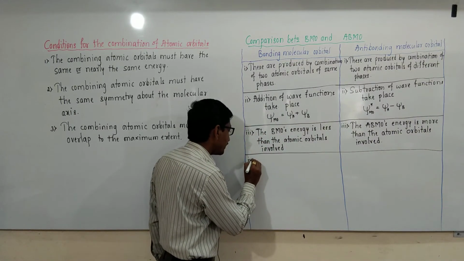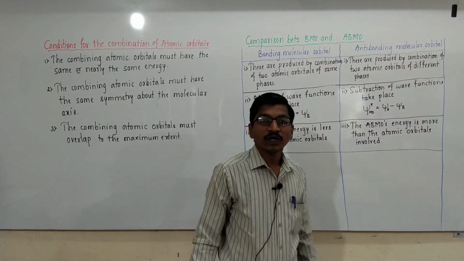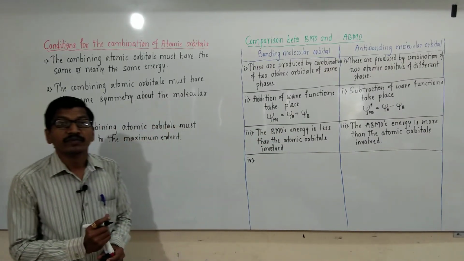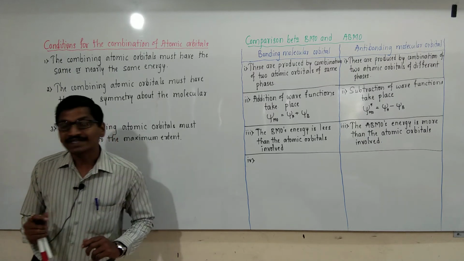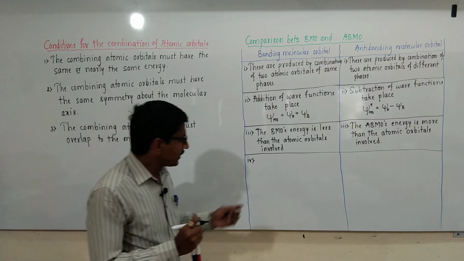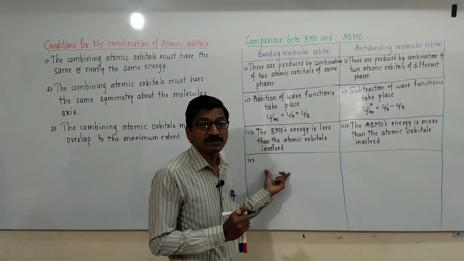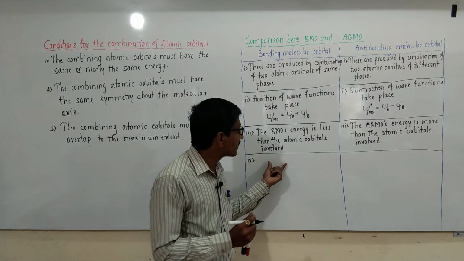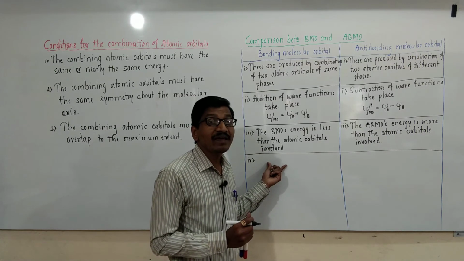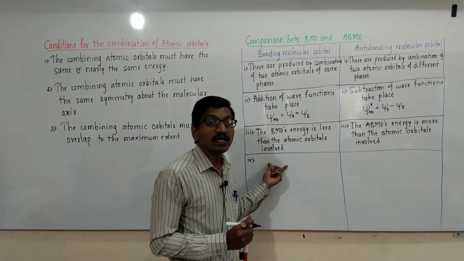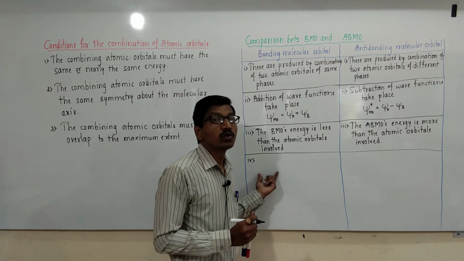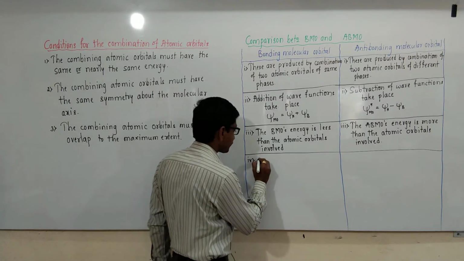Then fourth point is, in the bonding molecular orbital, energy is less than the atomic orbital and the electron density increases between the nuclei. Here, electron density increases between two nuclei and the stability of molecule increases.